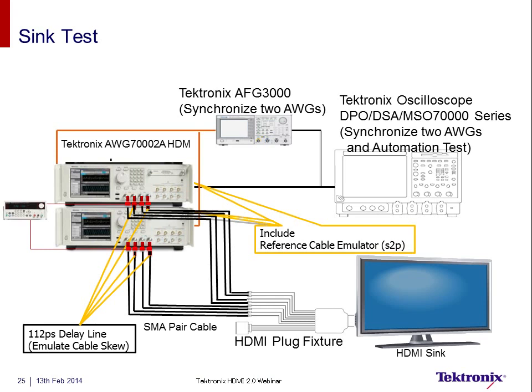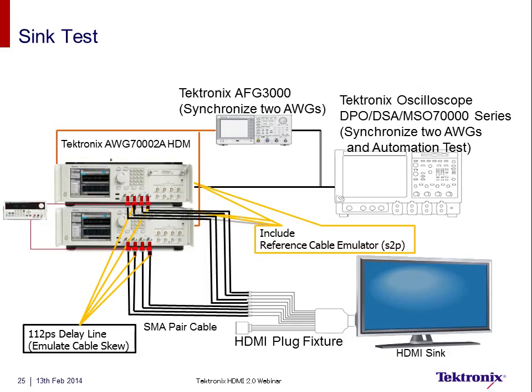A quick snapshot of the Tektronix 2.0 sync test setup. You need the two AWGs because we need 4 lanes coming out of these for clock and 3 data lanes simultaneously. We very smartly use the AFG to synchronize and trigger the two AWGs, and the cable emulator effect is embedded in the AWG. We however need the 112 picosecond delay line applied externally.